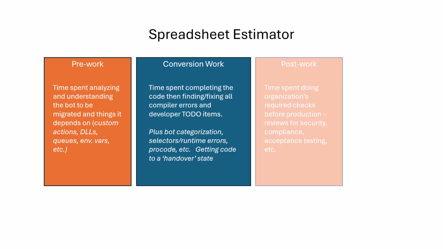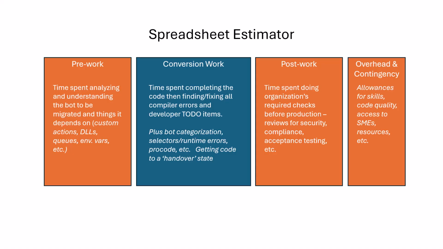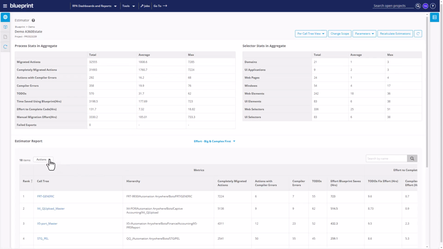It also accounts for post-work, the time spent doing the typical checks that an organization requires, like reviews for security, compliance, acceptance testing. And finally, it also accounts for overheads and contingencies, for things like skill profiles across your staff, quality of the original code, access to subject matter experts, and more. To get the spreadsheet estimator, you simply go Actions, Export Estimation Template to Excel.